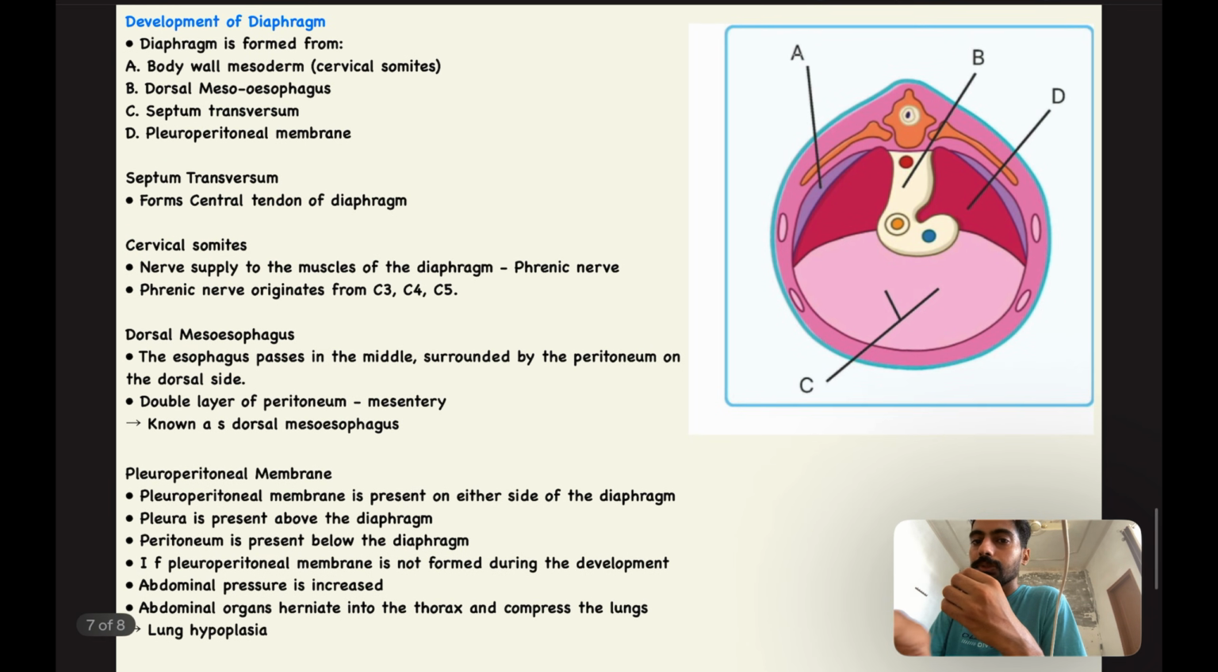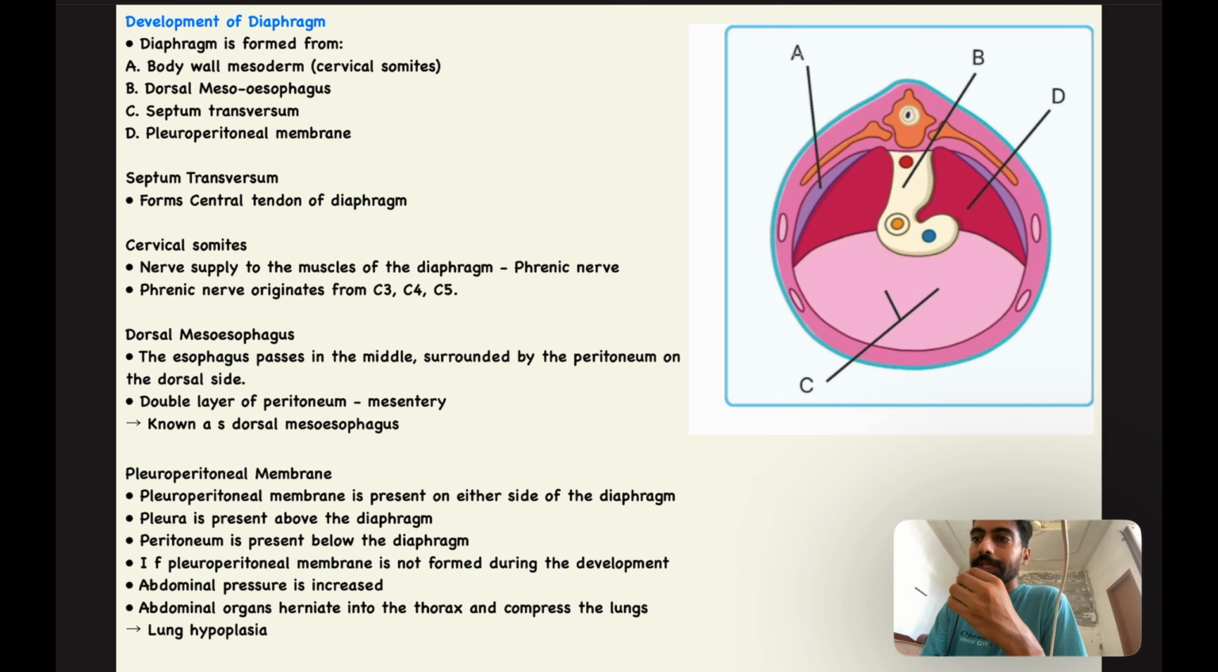Then dorsal mesoesophagus. So this is our esophagus, and it is lined on both sides by the peritoneum. So a double layer of peritoneum, which is commonly called mesentery. So this is our mesentery, and this is our esophagus. This is known as mesoesophagus, and it is on the dorsal side. So this is called dorsal mesoesophagus. This is the third part, and the fourth part is pleuroperitoneal membrane.